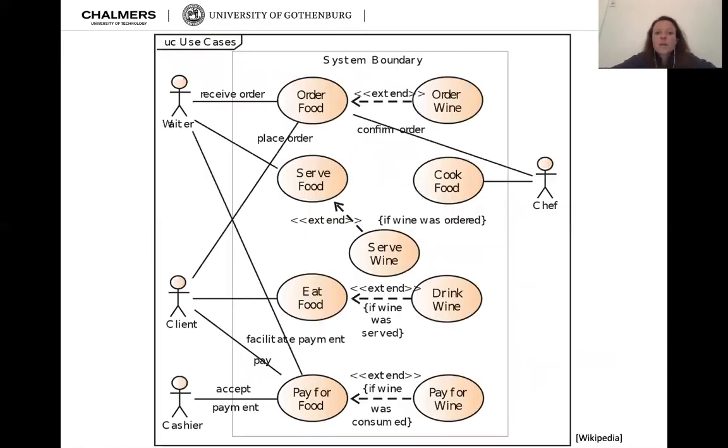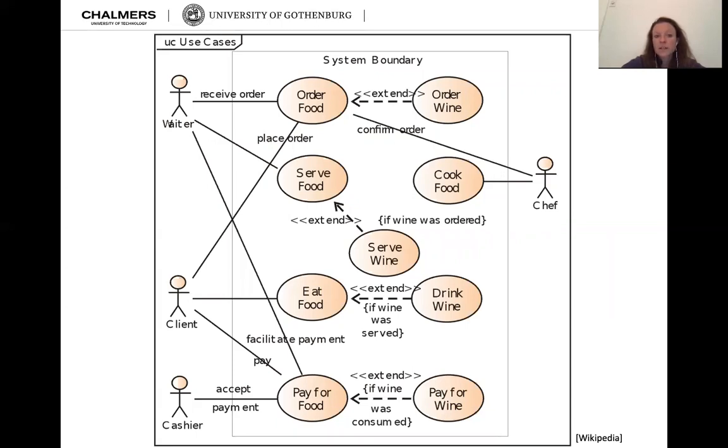Right now, here is one more example, just so you've seen a plethora, thanks Wikipedia. This one is about serving food in a restaurant. So there is a waiter that can order food and serve food, and there is a client that is involved in the order food and in the eat food and in the pay for food. And all of these can be extended by ordering, serving, and drinking wine, and then also paying for it. And what is one other notational element that is new here? Actually, two.